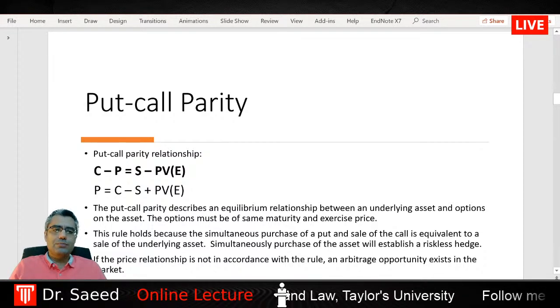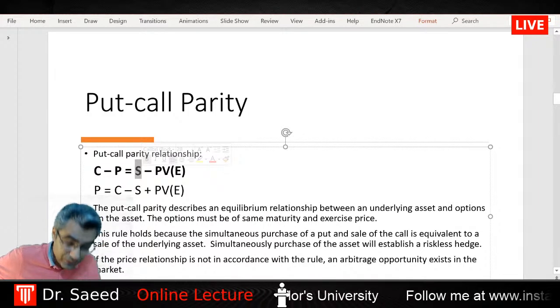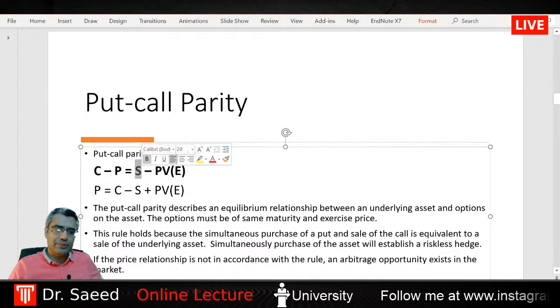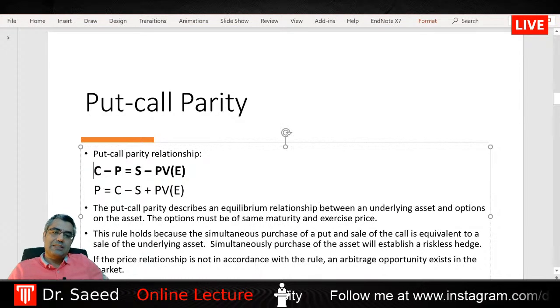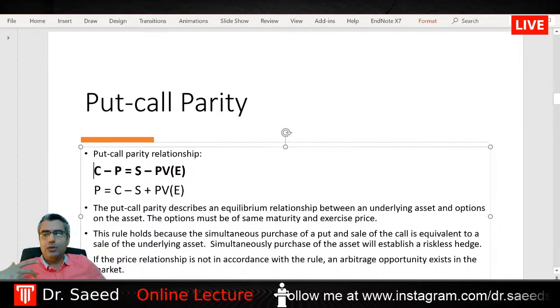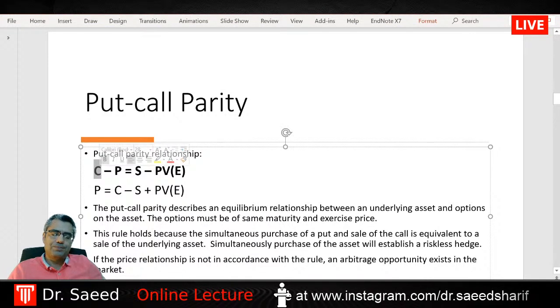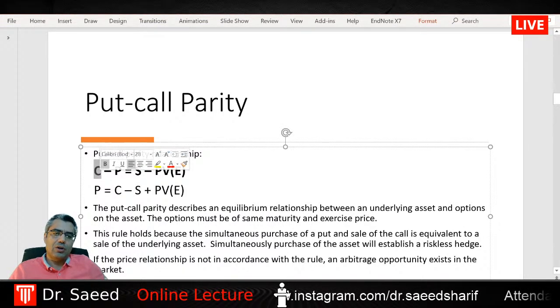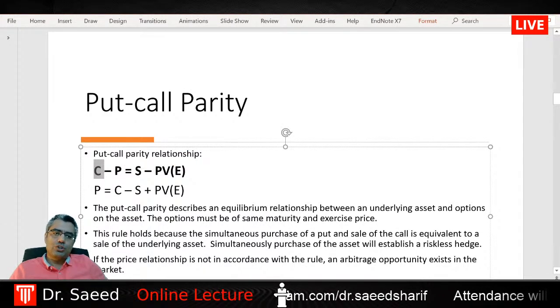So what is the equation? This is the formula for the equation. C means call, P means put, S means spot price or underlying asset price, and this is the present value of the exercise price. So what is this plus minus? C is positive here in the formula, right? Positive means, let's say, cash inflow. So cash inflow happens when you sell something, right? So when you sell call, and minus means cash outflow, means the money goes out. So when you sell call and when you buy put, this means short call, long put.